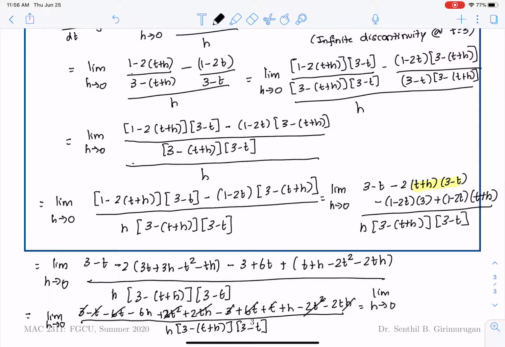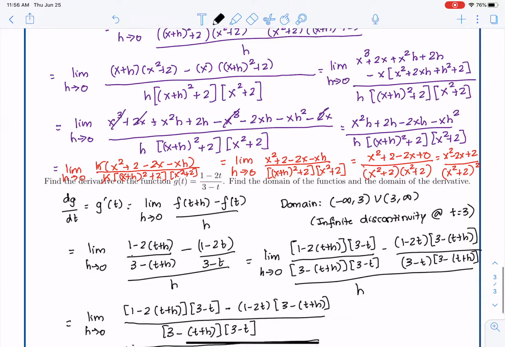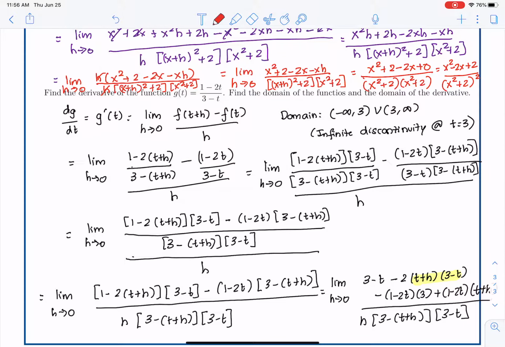h approaches 0, negative 6h plus h, that's negative 5h, over h times 3 minus t plus h times 3 minus t. The h's would go away, and if we apply the limit, the answer would be negative 5 divided by 3 minus t squared. Since the function has a discontinuity at t equals 3, the derivative would also have a discontinuity at t equals 3. So the derivative has the domain negative infinity to 3 union 3 to infinity.